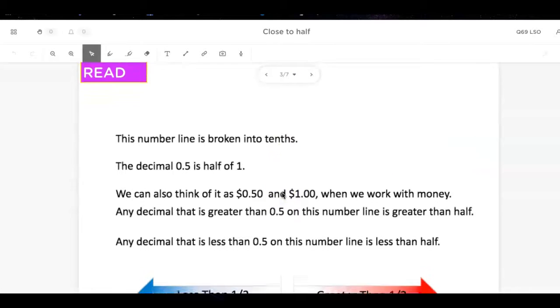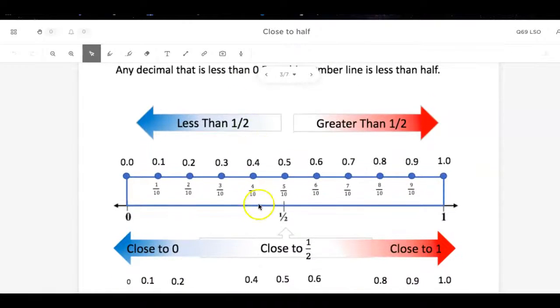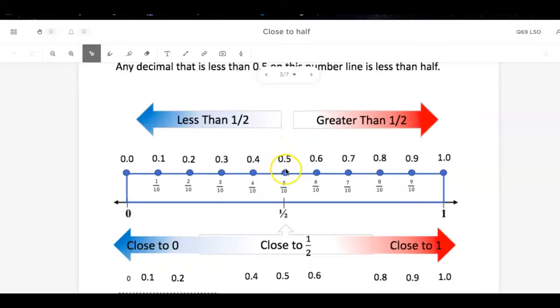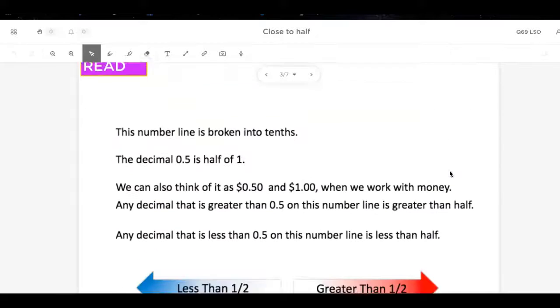Okay, so here I was writing about the number line broken into tenths, and whether we're doing decimal or fraction. Anything that's less than half, anything that's less than 0.5, this says, is less than half. Anything greater than 0.5 is more than half. And the closer you get, the higher the numerator on your fraction, or the greater your number in your decimal, the closer to 1 you're going to get. Okay, just something for you to look at and read.